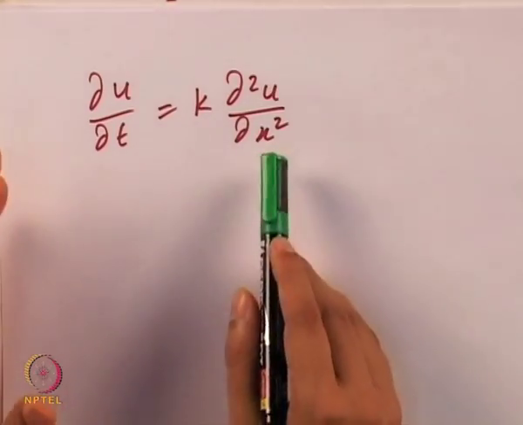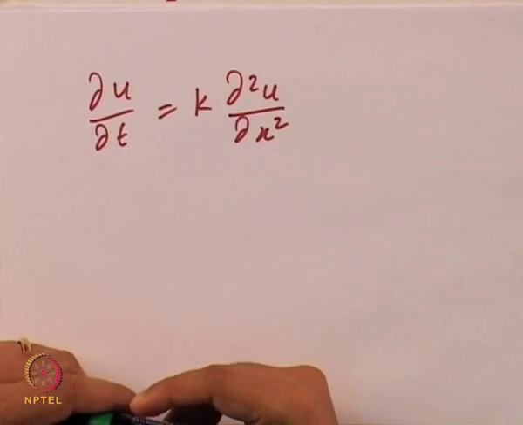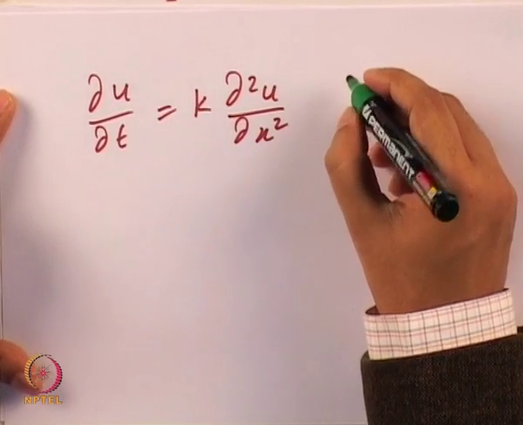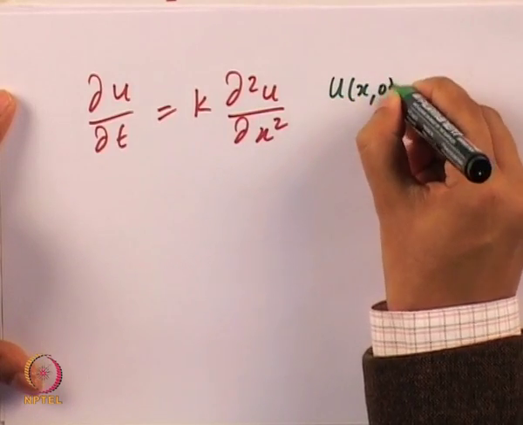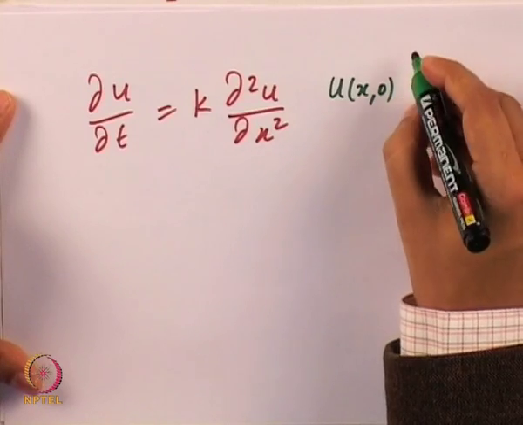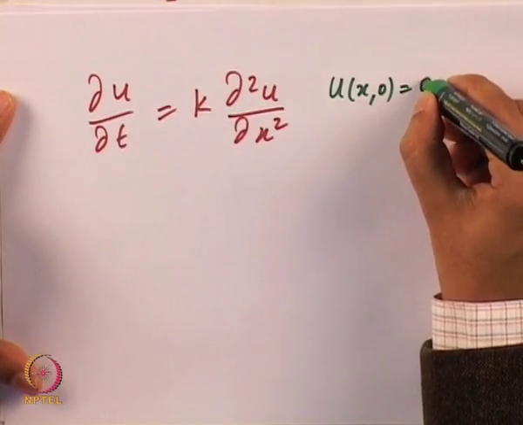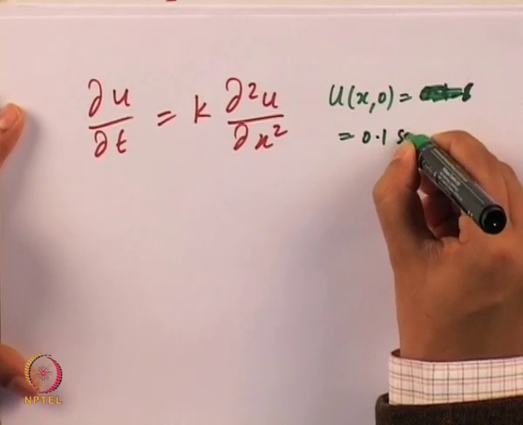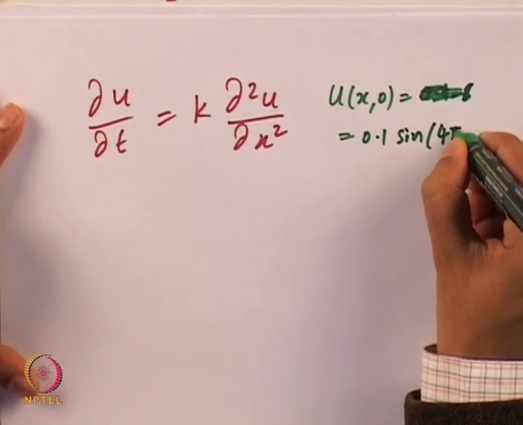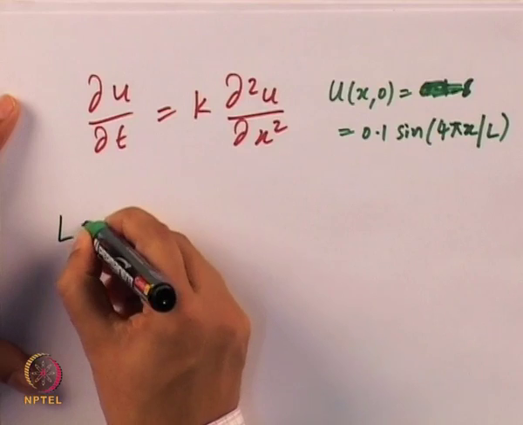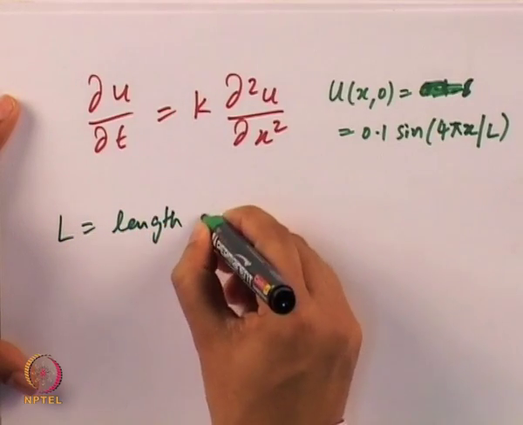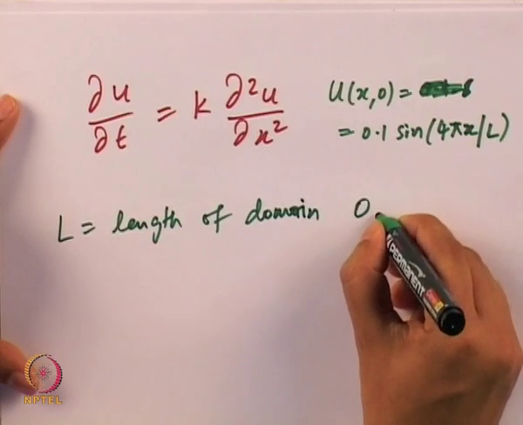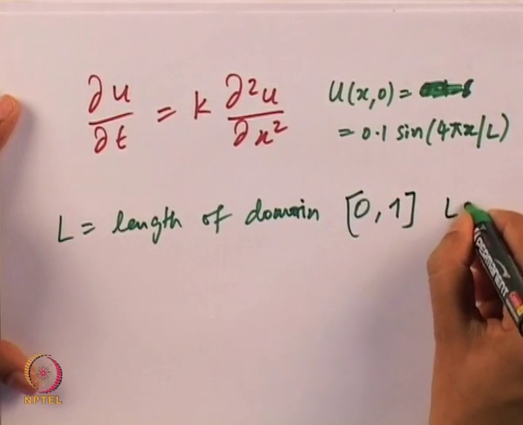At least on the one dimensional problem you will see the finite difference and finite volume will have some similarities and some differences. So let us take this particular problem, and the problem has certain boundary conditions and some initial conditions. The initial condition is u of x comma 0 for all x at time equal to 0. The solution is going to have the following relationship. So u of x is equal to 0.1 sine 4 pi x by L. L is the length of the domain. So we go from 0 to 1. So L will be equal to 1.